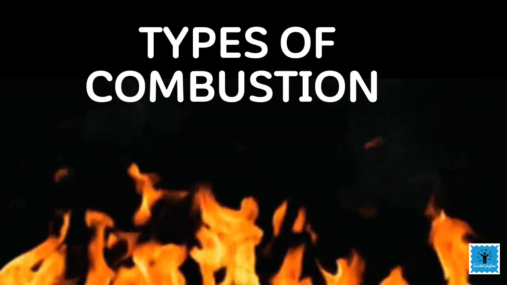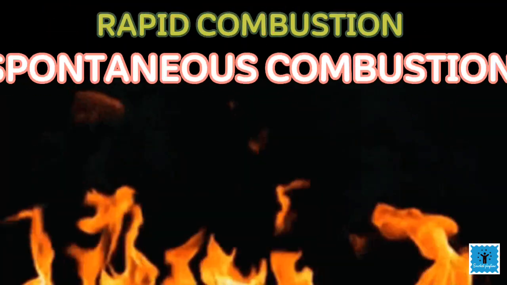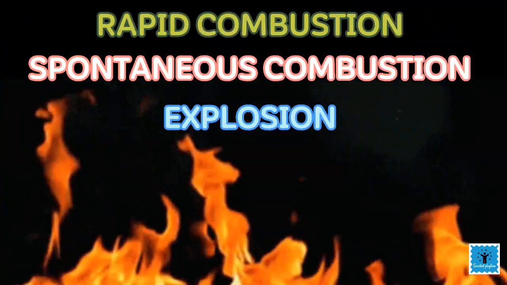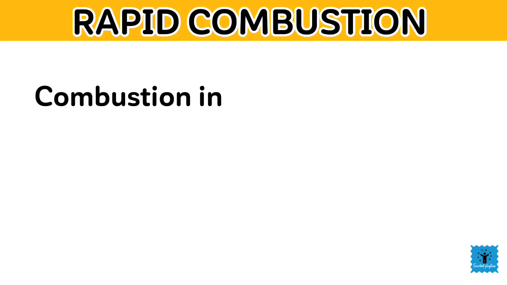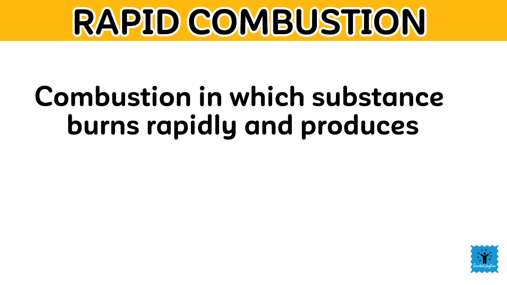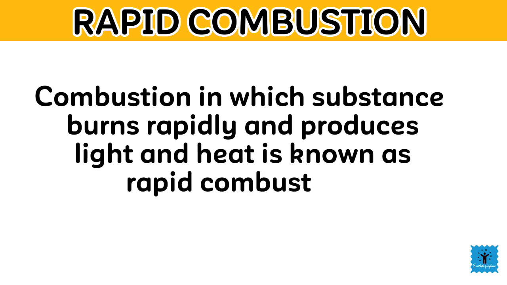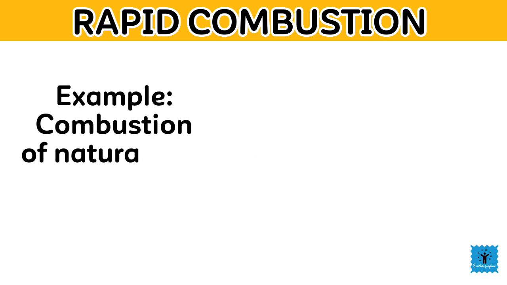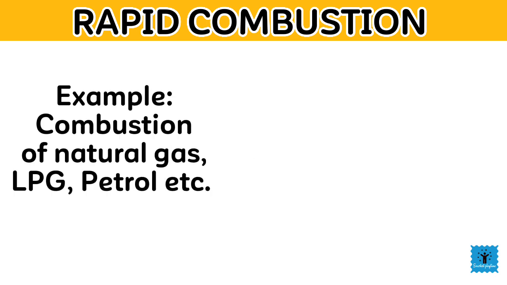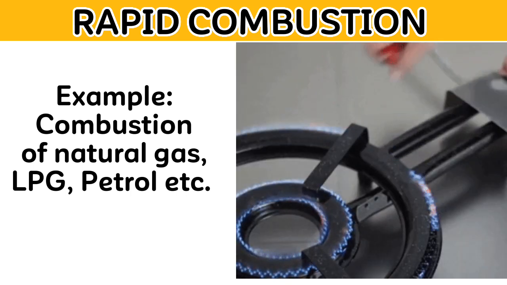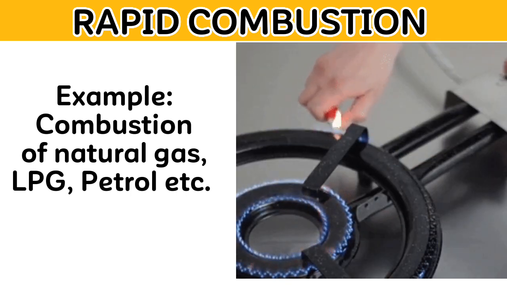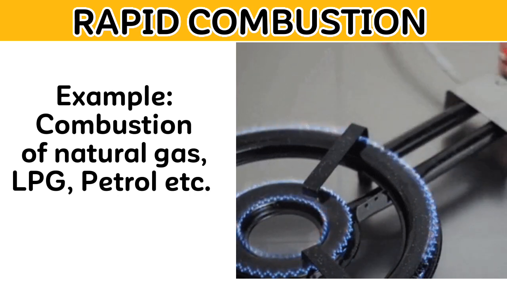Combustion can be divided into three types: rapid combustion, spontaneous combustion, and explosion. Combustion in which a substance burns rapidly and produces heat and flame is known as rapid combustion, such as combustion of natural gas, LPG, petrol, etc. This is usually attained by introducing external heat. Substances which undergo rapid combustion have lower ignition temperature.